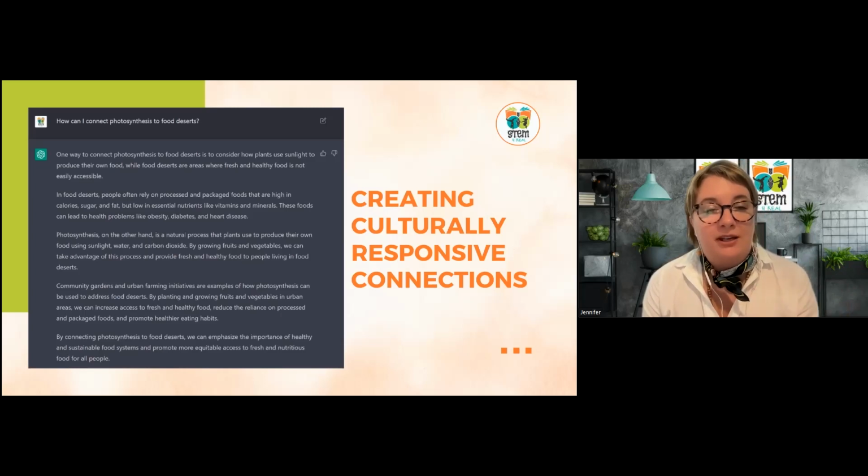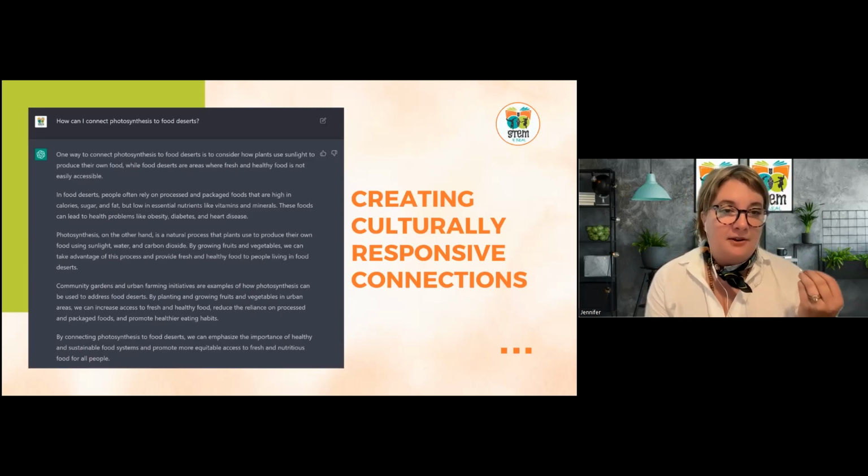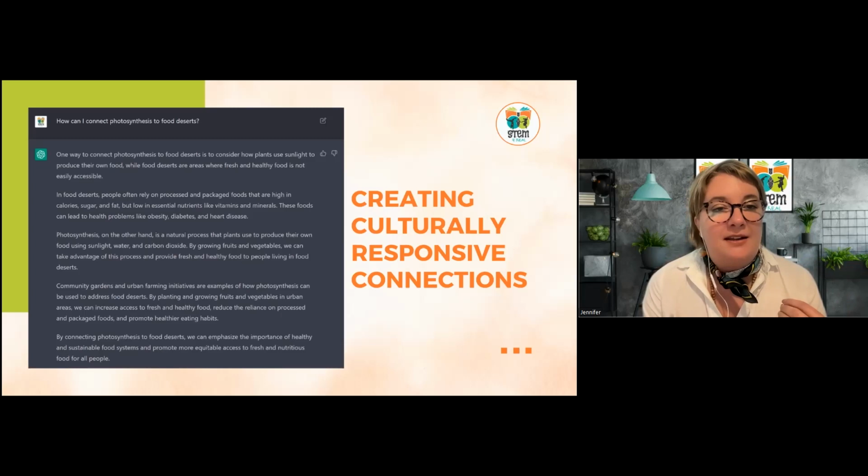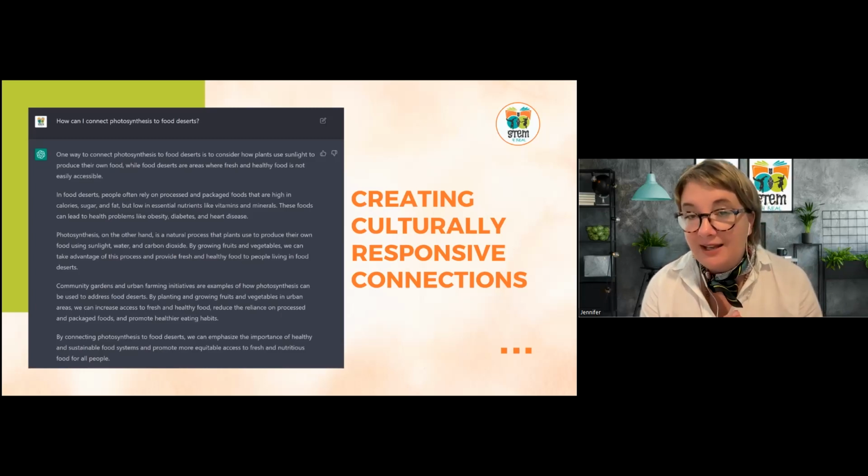And by building in a lesson on photosynthesis, we can really shift the conversation to getting students engaged in community gardening and creating these examples of how photosynthesis can be used to address food deserts by growing our own food and having access to fresh and healthy food on a regular basis. And so by connecting these two seemingly disparate topics, we really emphasize the importance of equitable access to food and nutritious diets for all people.